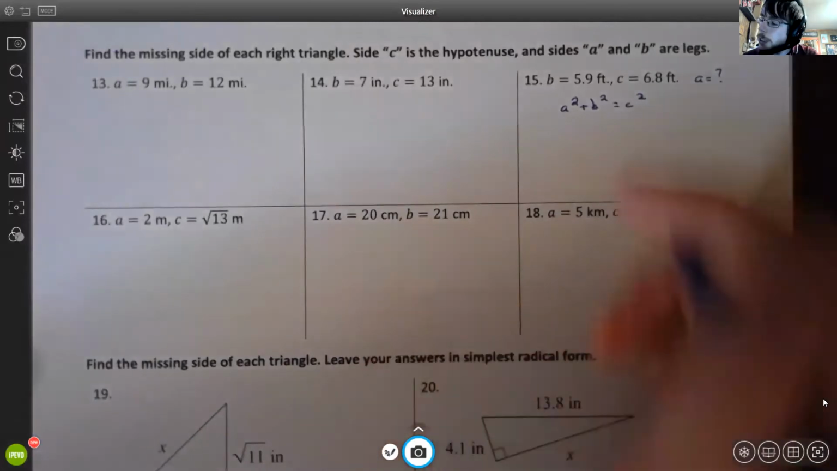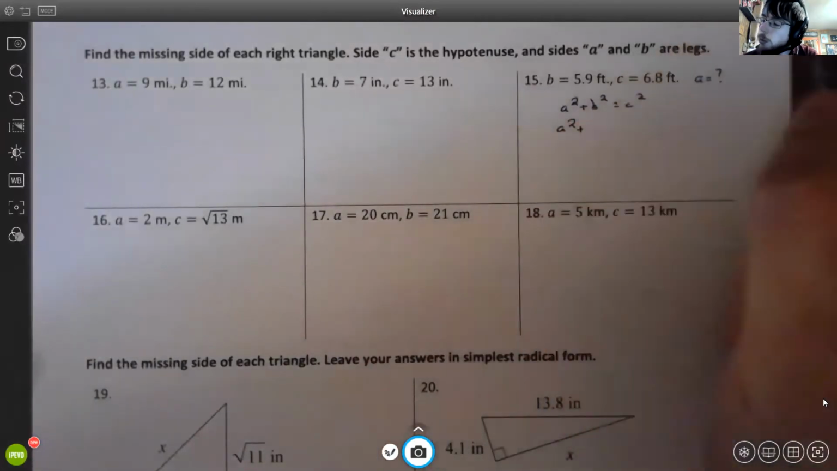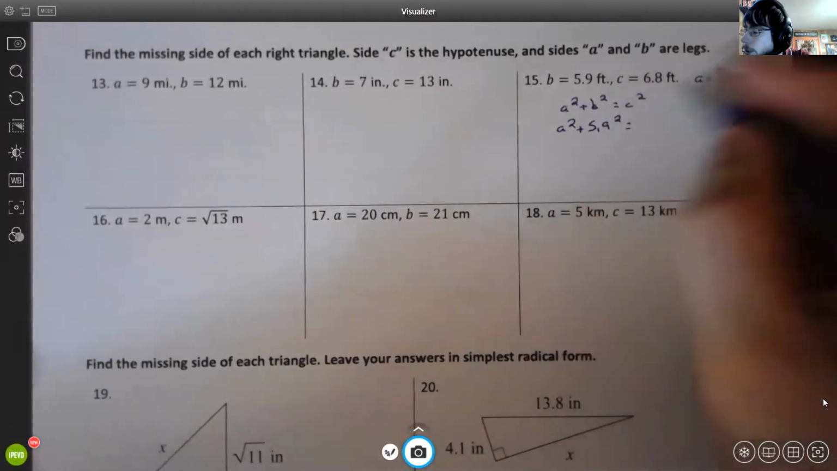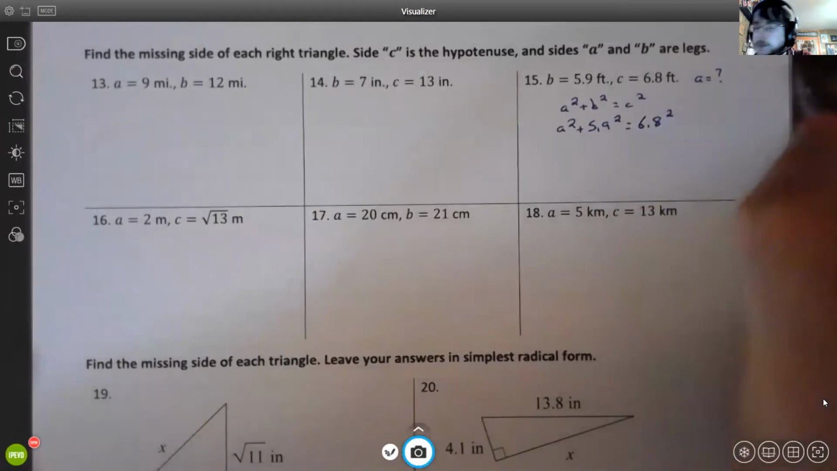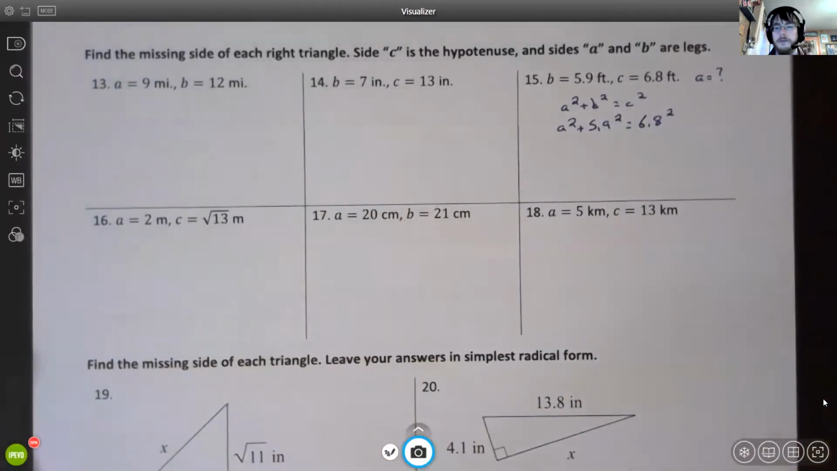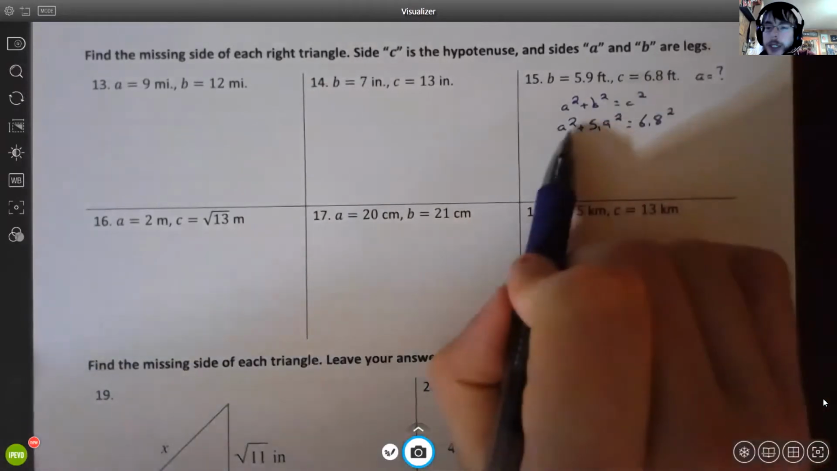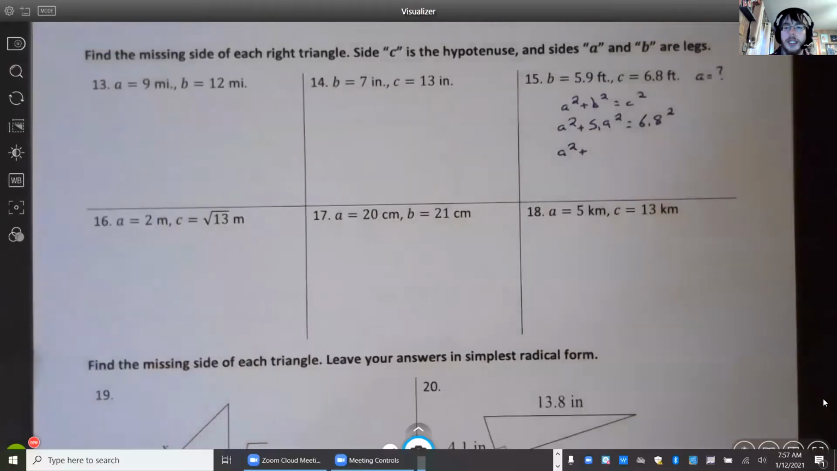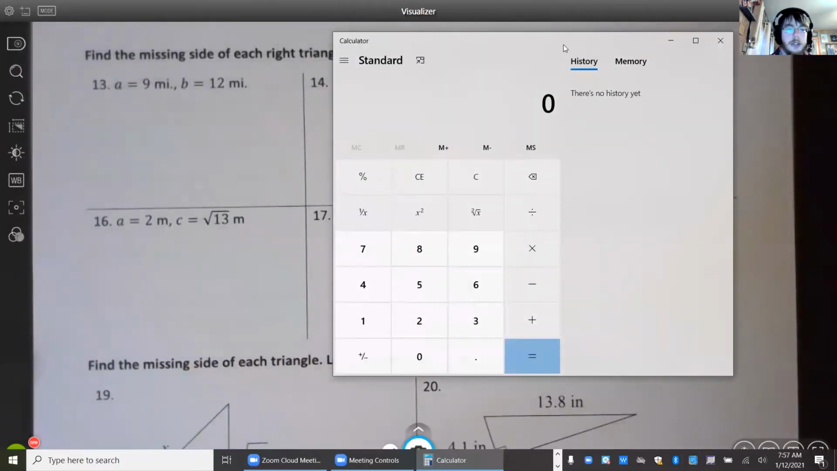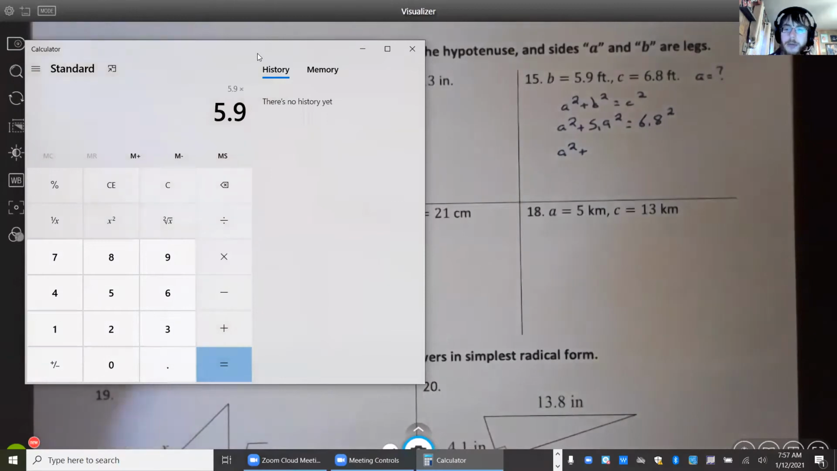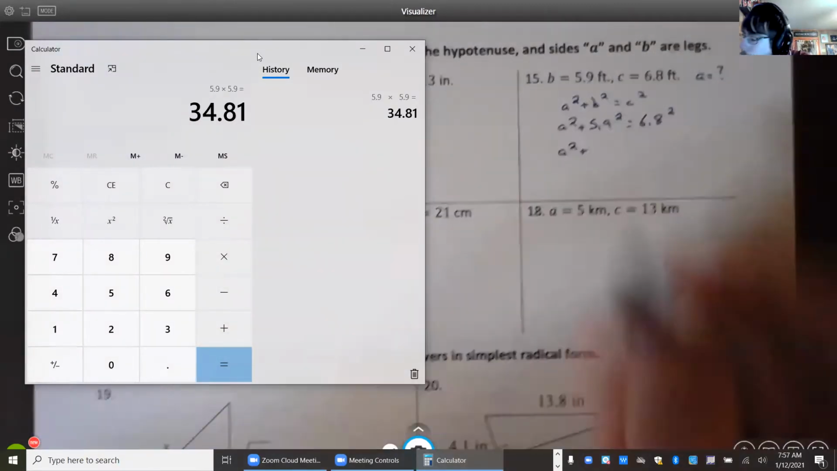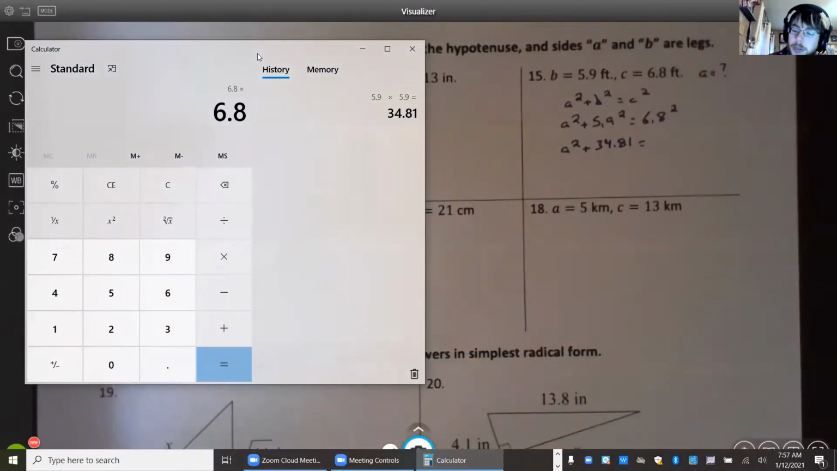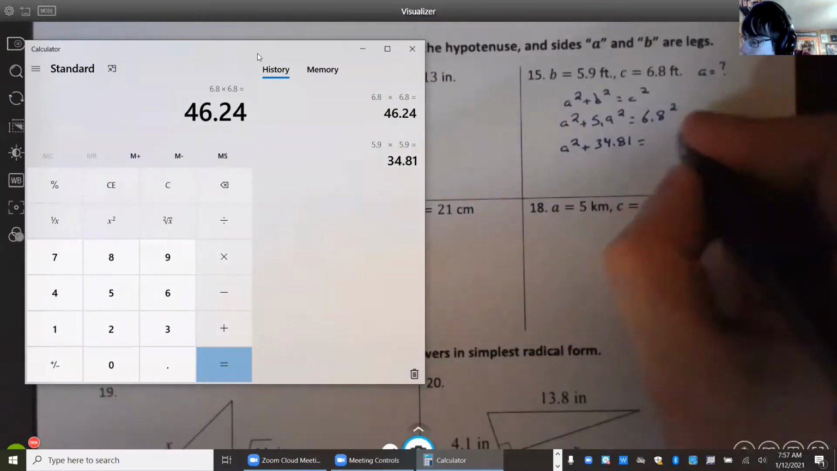We don't know what A squared is, so it just drops down. We do know that B is 5.9, and we do know that C is 6.8. Again, we can't do anything with the A squared, so we just drop it down. And 5.9 squared, get my calculator out here, is 34.81. And 6.8 squared is 46.24.